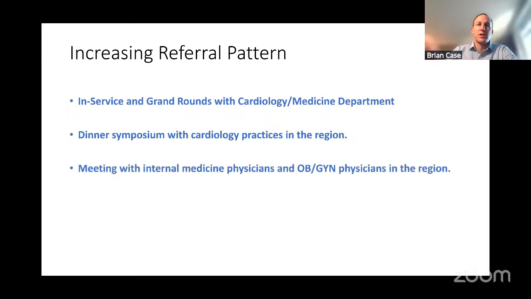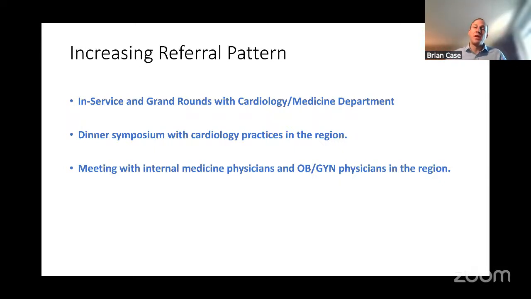We also reached out to internal medicine doctors and OB/GYN physicians. Internal medicine physicians were actually pretty beneficial because a lot of times they'll have a patient who has chest pain. They go to a cardiologist. The cardiologist does a full evaluation. The evaluation was negative. They get kicked back to their internal medicine doctor, but they're still having chest pain. And we tell them, hey, bring them to us.